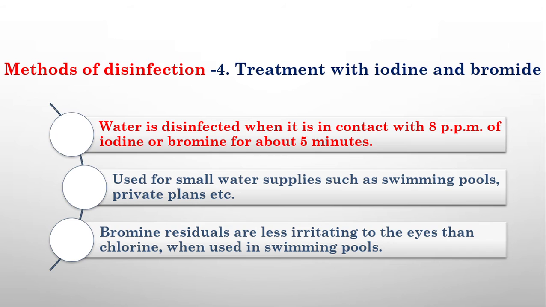Fourth one is treatment with iodine and bromine. They both are halogens. So iodine and bromine, when they are in contact with water for 5 minutes in a quantity of 8 ppm, can disinfect the water. So this much time and this much quantity is needed. When they are applied in such a quantity and for that much time, then water gets disinfected. Mainly bromine is used in swimming pools, because it will not cause any irritation to our eyes. So we can add bromine in those cases.